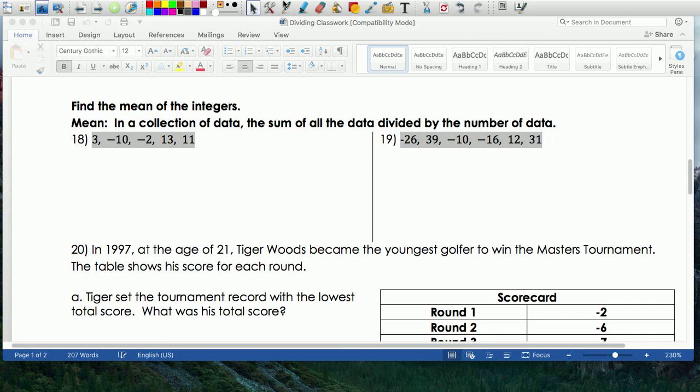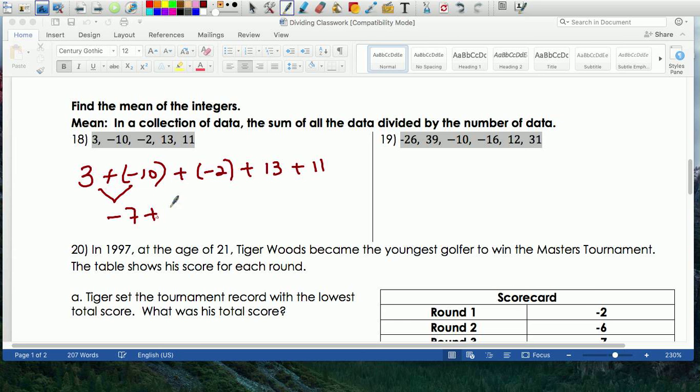Find the mean. So now remember what the mean is. We add up all the numbers, and we divide by however many numbers are in the set. So in this case, let's add. It's going to be 3 plus negative 10 plus negative 2 plus 13 plus 11. Okay, so do 2 at a time. 3 plus negative 10, I can make some 0 pairs, right? 3 of this with 3 of this. I'm going to have negative 7 left over.